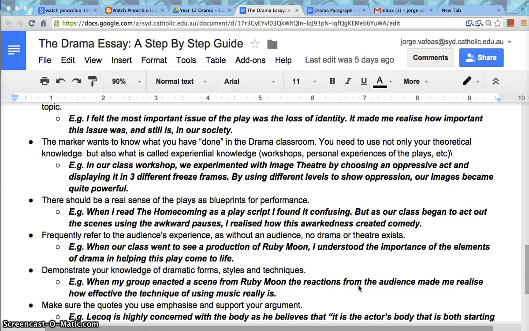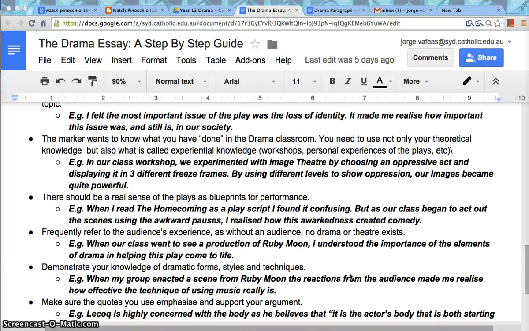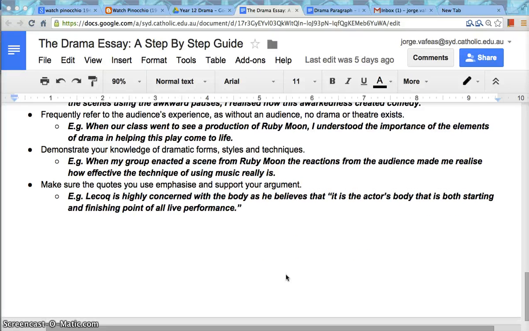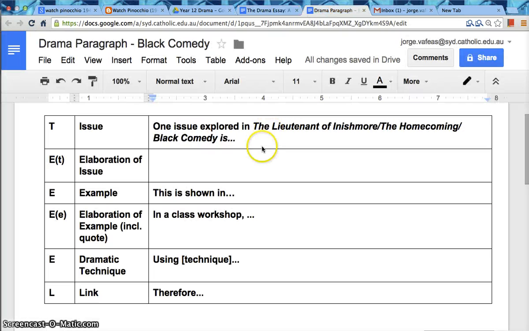Frequently refer to the audience experience, as without an audience, no drama or theatre exists. In a second, when I show you the drama paragraph, I'm going to outline how you bring the audience into your essay. You demonstrate your knowledge of dramatic forms, styles, and techniques. Okay, and you use quotes. Okay, so you use quotes either that you said yourself or that you heard in the performance. I'm now going to outline how teal is used in the body paragraphs of your essay.